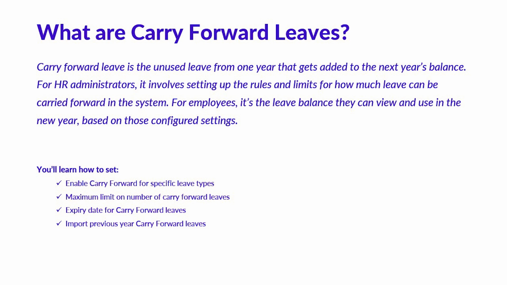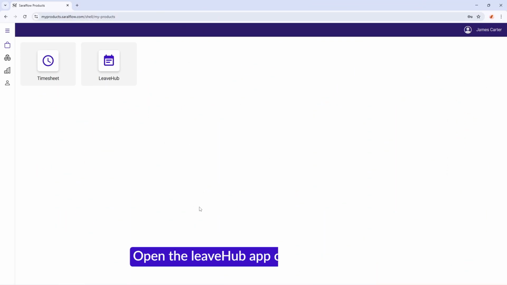For HR administrators or the owners, it involves setting up the rules and the limits for how much leave can be carried forward to the next year. For the staff and the team members working in the organization, it's the leave balance they can view and use in the new year based on those configured settings. So now let's get started as to how these settings can be applied.